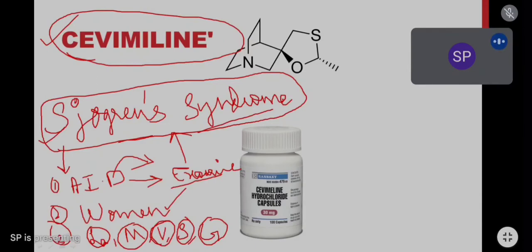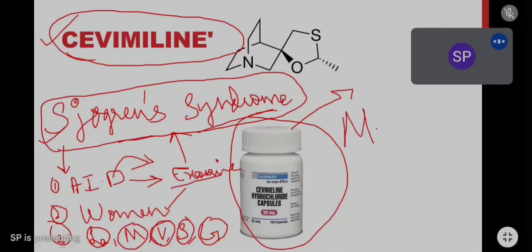Clear, everybody? In Sjogren's syndrome, the commonly used drug is cevimeline. Cevimeline tablets and capsules are available, actually 30 mg capsules. Cevimeline is an analog of muscarine. Yaad rakhlo, it is the analog of muscarine.